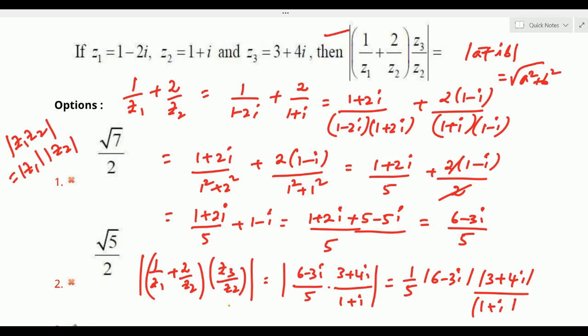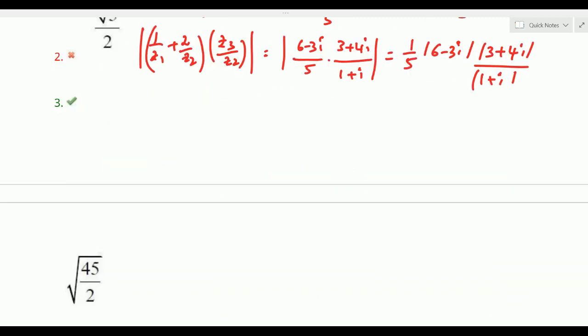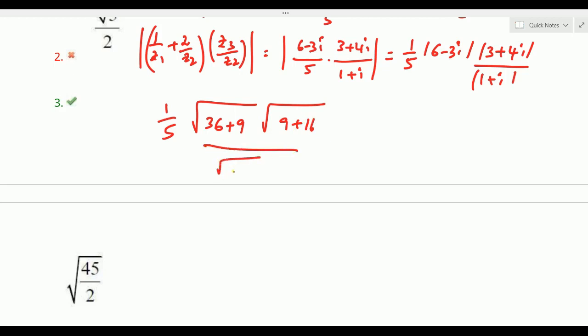Applying the modulus is very easy once the first term is simplified. Now we will apply this modulus. First, 1 by 5, the constant as it is. Then root over 6 square, 36, plus 3 square, 9, into root over 3 square, 9, plus 4 square, 16, divided by root over 1 square plus 1 square, right?